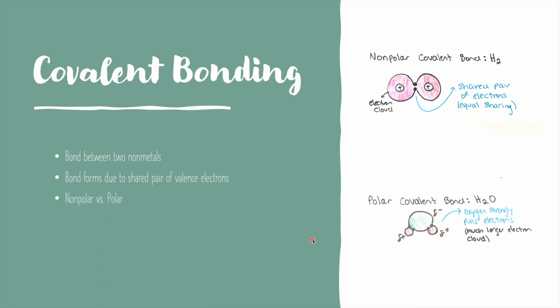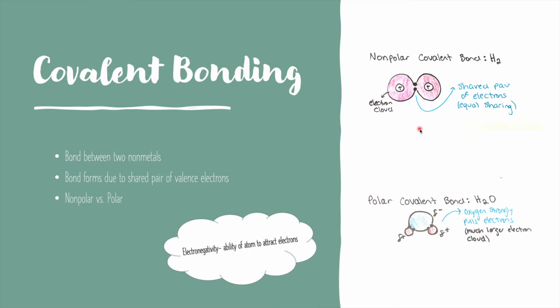Now let's talk about the difference between a nonpolar covalent bond and a polar covalent bond. In a nonpolar covalent bond, electrons are shared equally among the atoms in the compound. This is due to all the atoms being equal in electronegativity. Electronegativity is the ability of the atom to attract electrons. Fluorine, oxygen, and nitrogen, or Fon, have the highest electronegativities of all the elements.